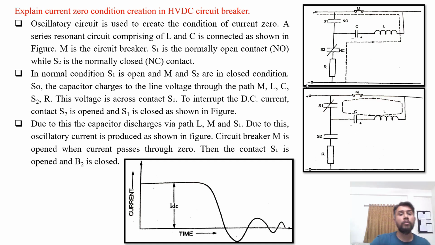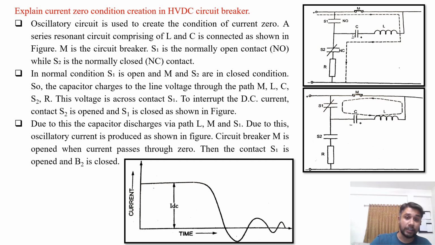During the normal operating condition, S1 is open and S2 and M are both closed. So the capacitor charges to the line value of the voltage through the path M, L, C to R. This voltage is across the contact S1, which is open, so the voltage of the capacitor comes directly across the normally open contact. Now to interrupt this DC current, contact S2 is opened and S1 must be closed when the fault occurs.